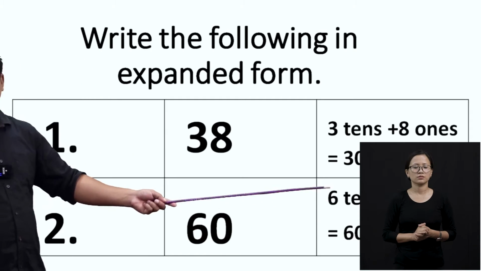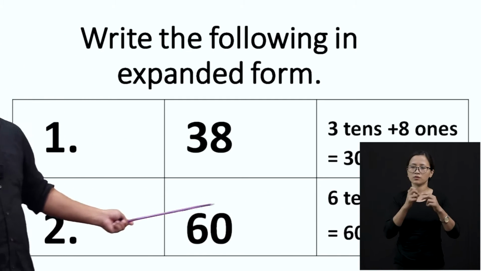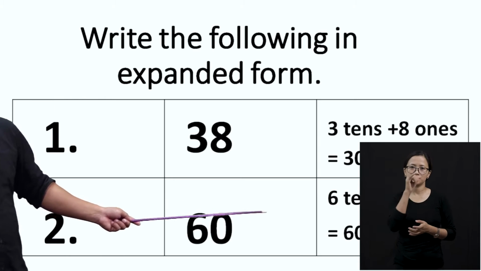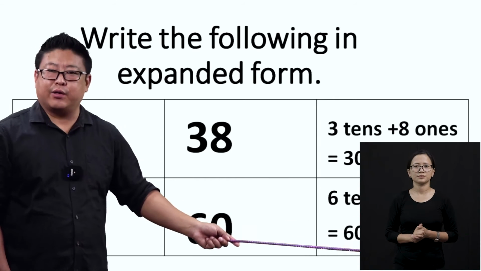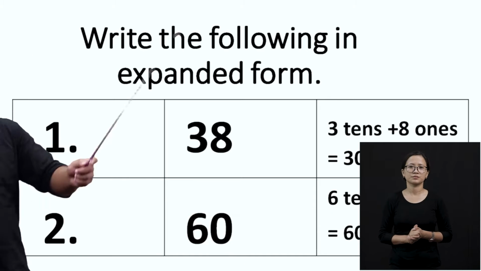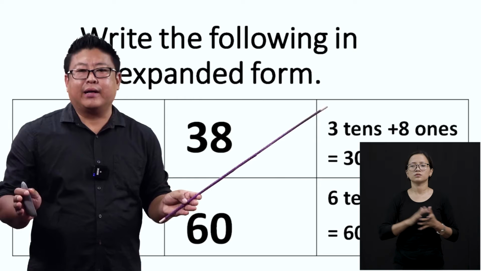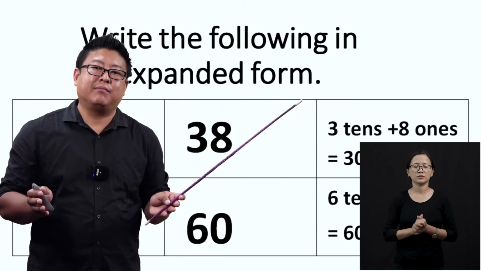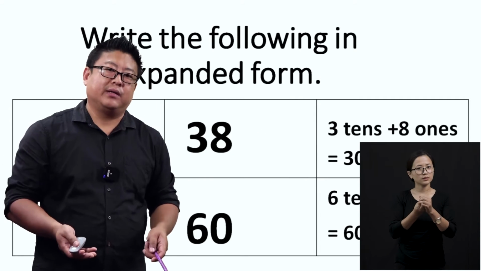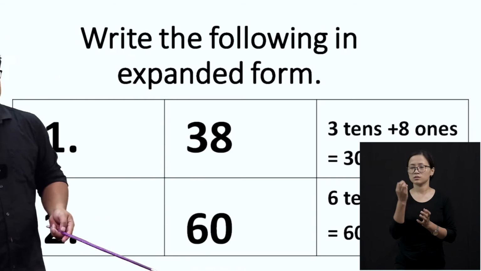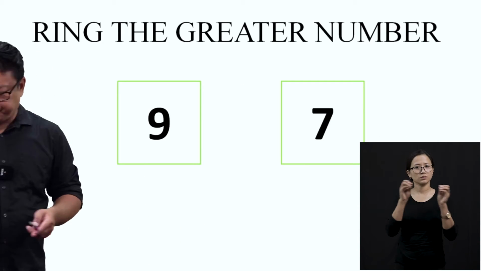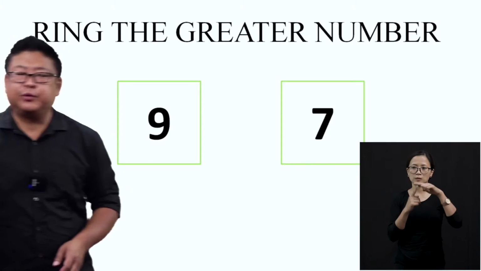Now this is the expanded form for 60. All right, so we get 60 plus 0. So expanded form is simply extending or expanding a number. Okay, expanding a number or adding more numbers to it. All right, so with that we will move on to the next topic for today.